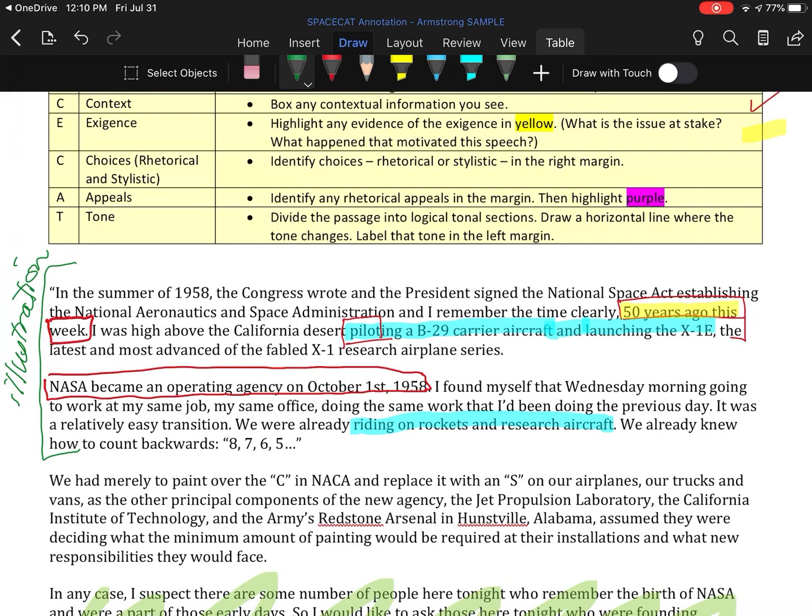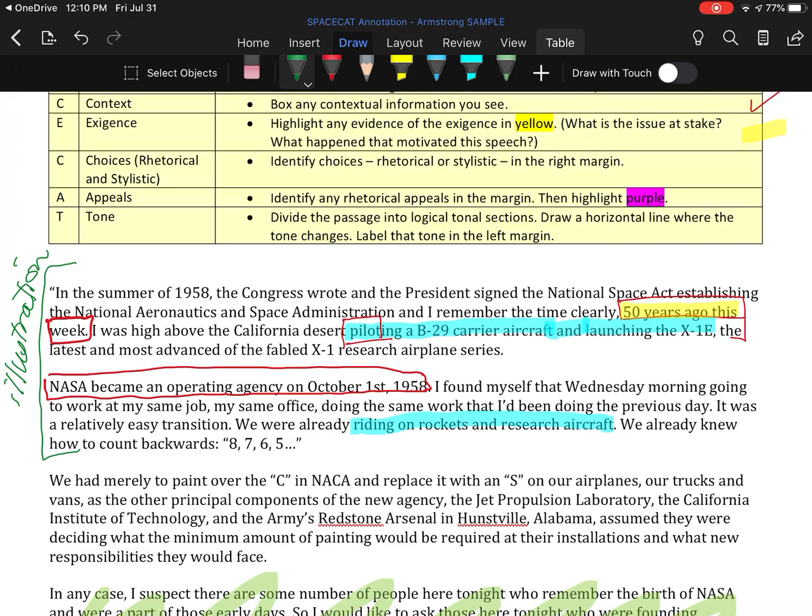So that is a rhetorical choice, talking about that, that illustrates that moment. So an assertion would be like, Neil Armstrong illustrates the moments before he became a part of NASA, and then you would explain why he does that, knowing the full context of the speech. So that would be a rhetorical choice.